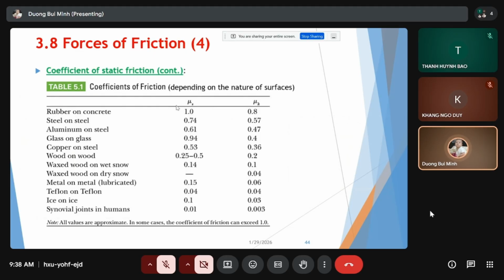So you can see we have different materials. We have steel, we have glass, and according to the various materials, you can get mu s and mu k values, and then you can calculate Fs max.